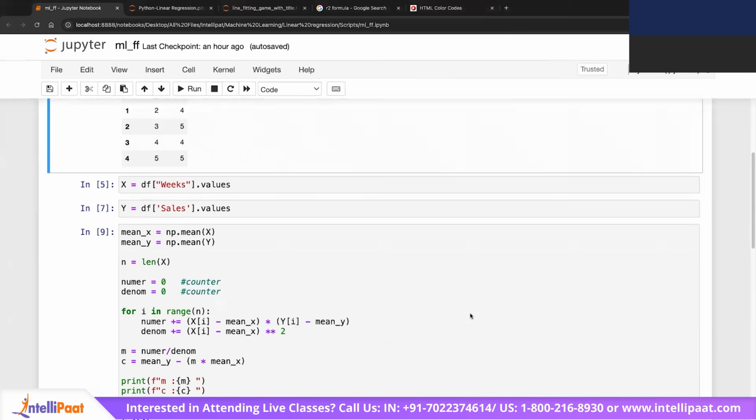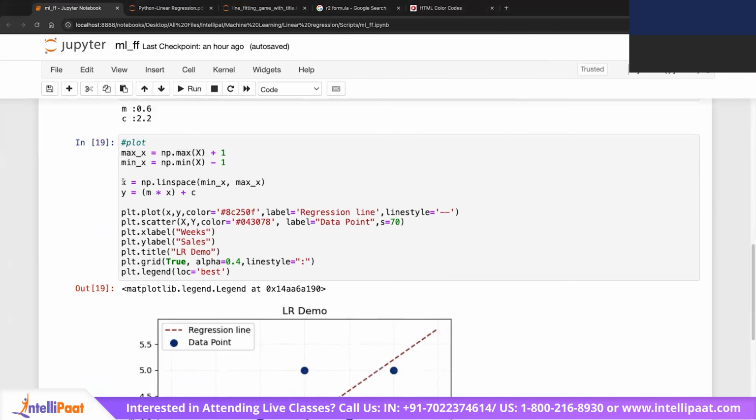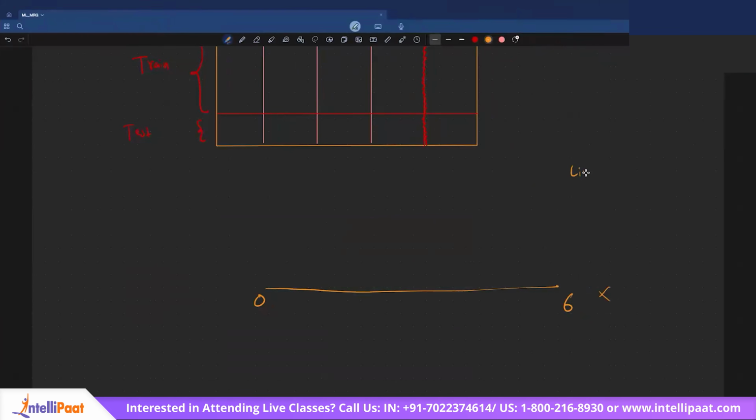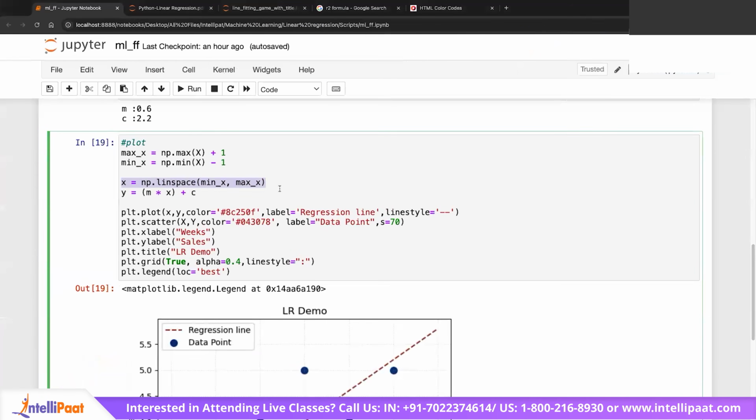Okay. Now what did we do? x equals np.linspace of min x and max x. Do you know what the linspace method does in NumPy? Everybody? You guys are clear, right? It's for spacing. You guys are aware, so I don't need to teach you this. This creates equal spacing. Very good. I have taken y equals mx plus c.